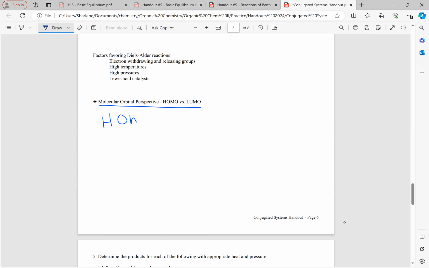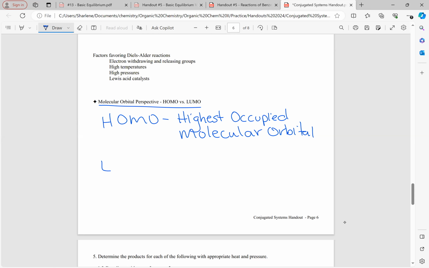So HOMO stands for the highest occupied molecular orbital, where LUMO stands for the lowest unoccupied molecular orbital.